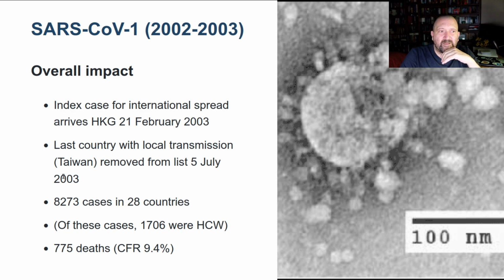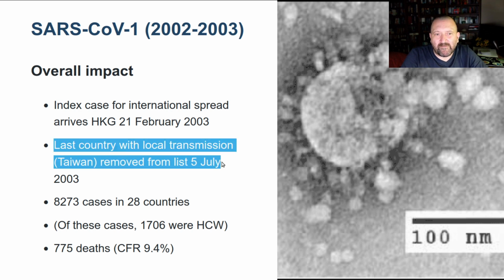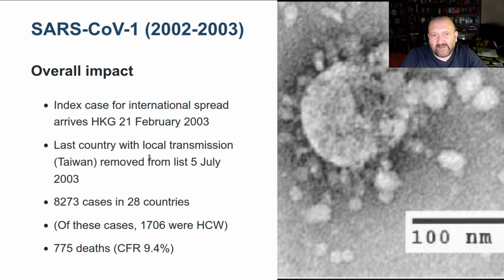That infection was resolved much faster than SARS-CoV-2. The last country with local transmission was Taiwan, and Taiwan was removed from the list of places with active transmission on the 5th of July. So it's several months, but in several months, the disease went to 28 countries or territories.